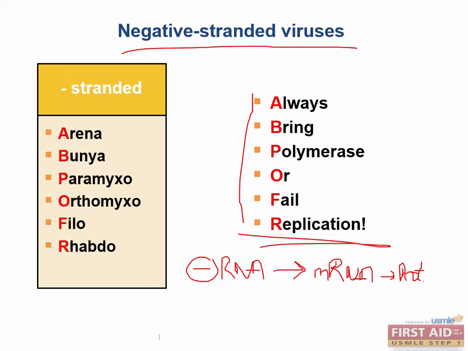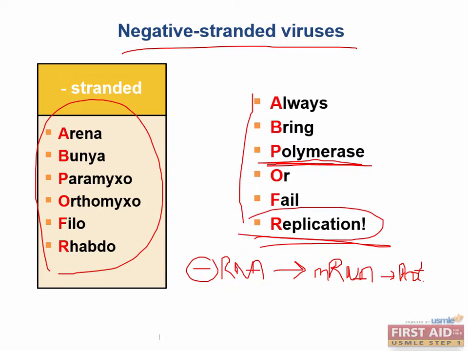So it is important that all of these viruses must bring with them an RNA-dependent RNA polymerase in order for them to successfully replicate and pass on the progeny to the next generation.